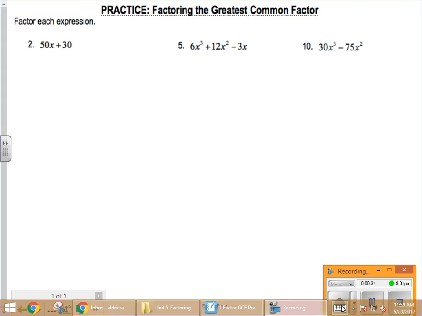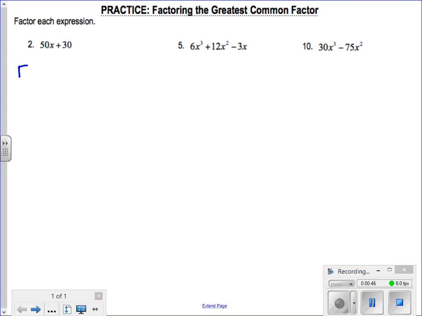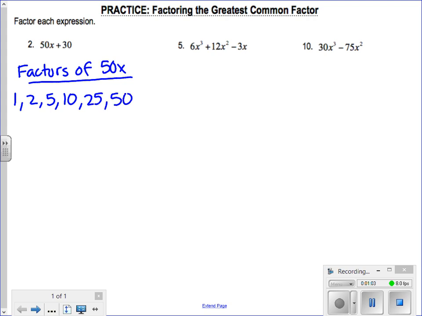Remember, we started out by looking for a greatest common factor between the numbers. Okay, so I'm going to do the long way for this first problem, and then I'll do the shortcut for the next couple. When I look at 50x, I'm going to look for the factors of 50x. Well, numbers that go into 50: 1, 2, 5, 10, 25, and 50. And then we also have x. X is a factor of 50x.